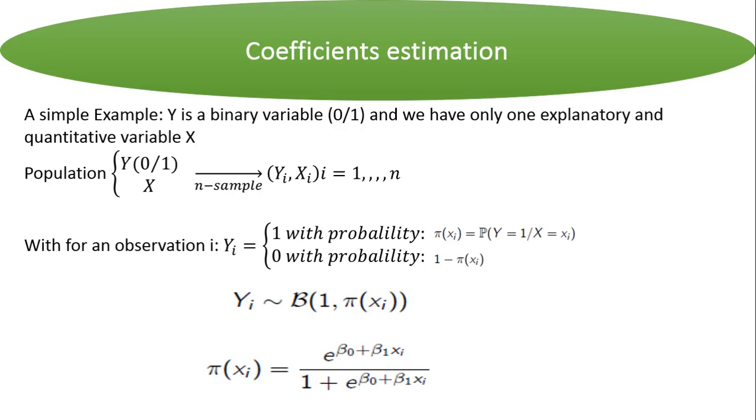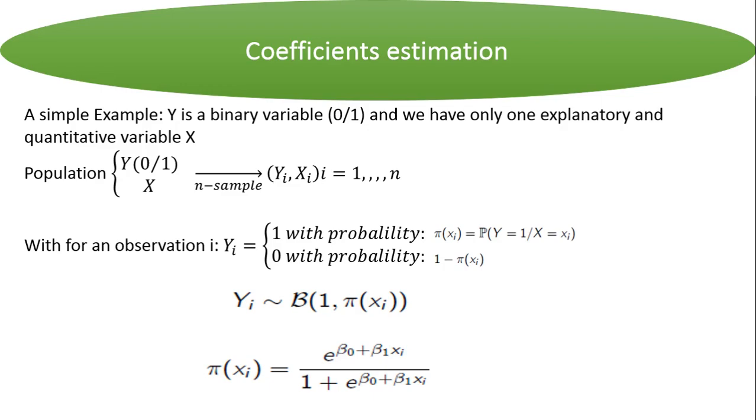So we'll just take an example of a binary variable that has only two modalities, 0 and 1, and we have only one explanatory quantitative variable x. So we have our population, and we have an n sample of our variable. So we have n couples of variables (xi, yi). We are going to use this sample in order to estimate our parameter.